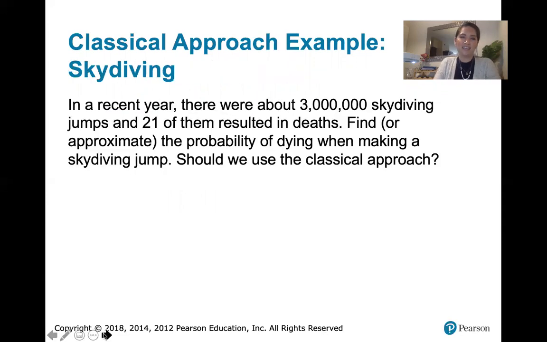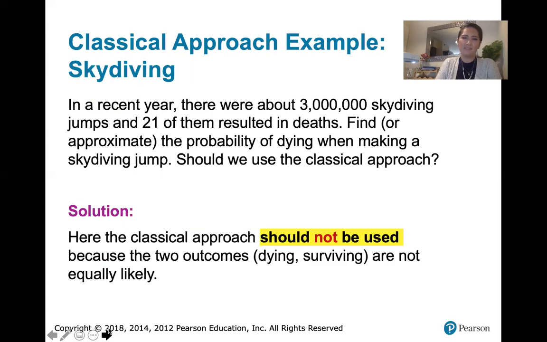Now, let's look at that skydiving example again. It says, in a recent year, there were about 3 million skydiving jumps and 21 of them resulted in deaths. Find or approximate the probability of dying when making a jump. Is it appropriate to use the classical approach here? What are the possible outcomes? The possible outcomes are death and survival. Would it make sense to use the classical approach here? We'll say no, it absolutely should not be used here.